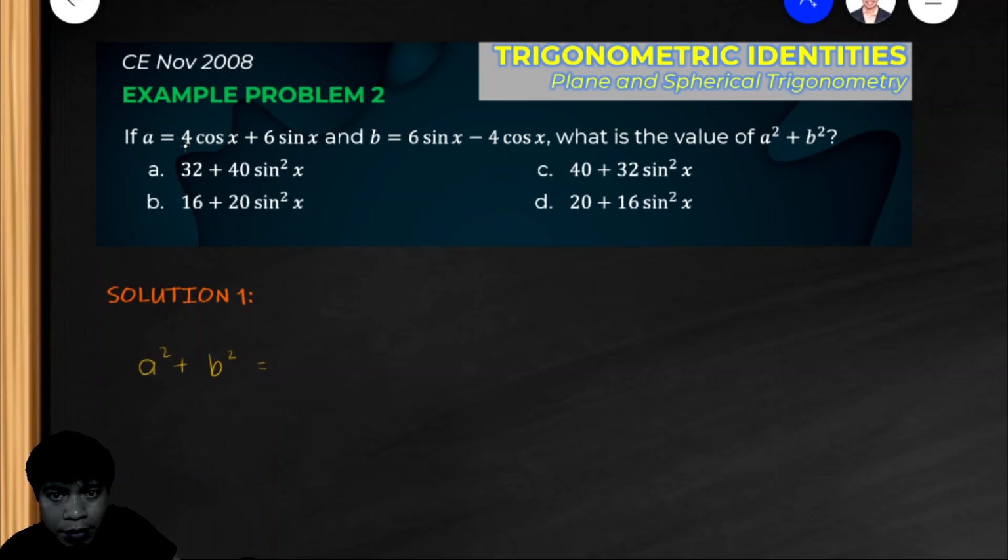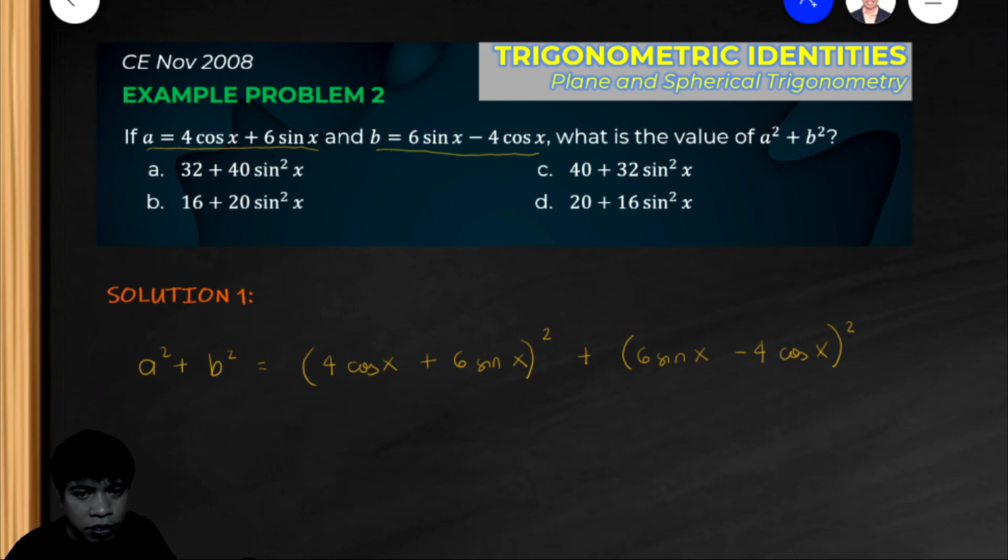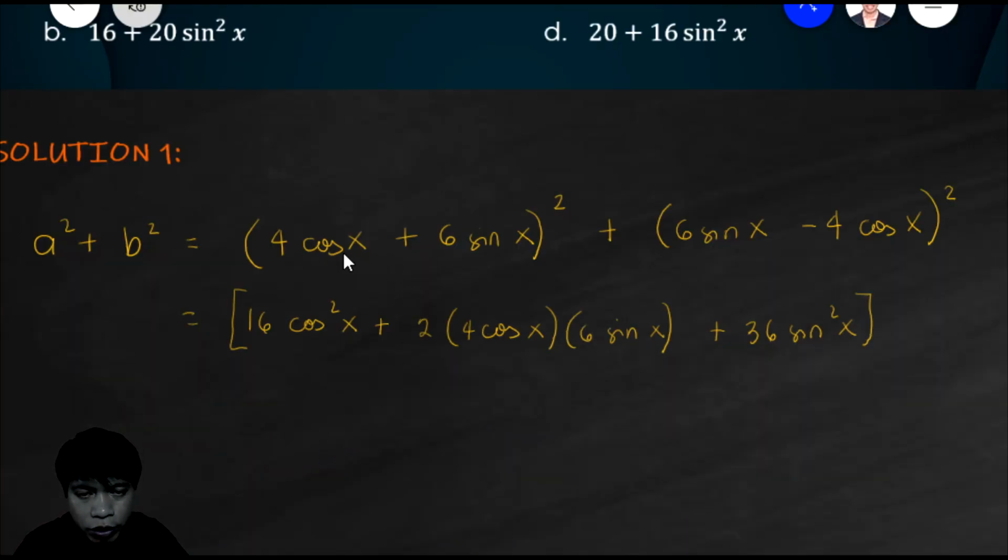So ano ba yung A? Di ba yung A natin is 4 cosine x plus 6 sine x. Ang mangyayari nito, ito yung A, i-square natin siya. Then plus of course, yung B naman, dapat naka-square din. Ngayon, ang gawin natin ay i-expand natin both, kasi this is binomial naka-square, binomial naka-square. Expand ko muna itong first. Ito na nga yung ating square ng A. Then i-expand ko naman itong B squared.